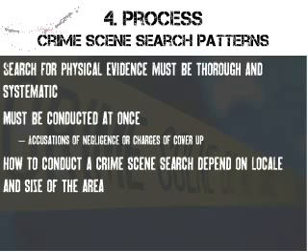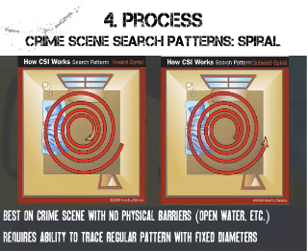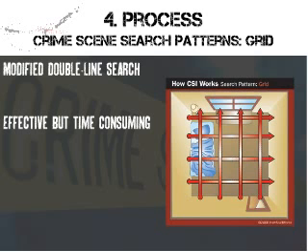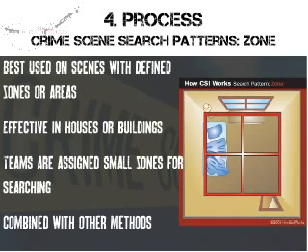The most commonly employed search methods are geometric patterns. Inward or outward spirals are best used on crime scenes without any physical barriers, such as open water. This requires the ability to trace a regular pattern with fixed diameters, but it has limited application. The parallel line or strip method works best on large outdoor scenes and usually requires a search coordinator. The grid method or the modified double line search is effective but time-consuming. The quadrant or zone method is best used on scenes with defined zones or areas. It's effective in houses or buildings, and teams are assigned to small zones for searching. It can be combined with other methods.